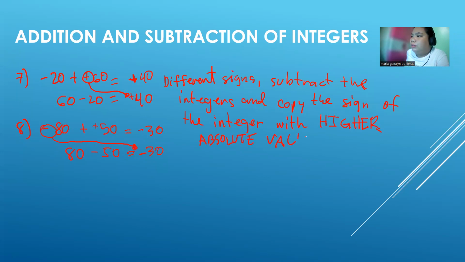Higher absolute value. Okay, recall natin, what is absolute value? Absolute, hindi yan tubig, ha? Absolute value, that is the distance of a number from 0. Kung gaano kalayo yung isang number sa 0, yun ang absolute value. So, pag magkaiba ang sign, dalawa gagawin. Subtract. Tapos, tingnan nyo yung pinakamalayo sa 0. Siya yung sign na gagayahin natin.